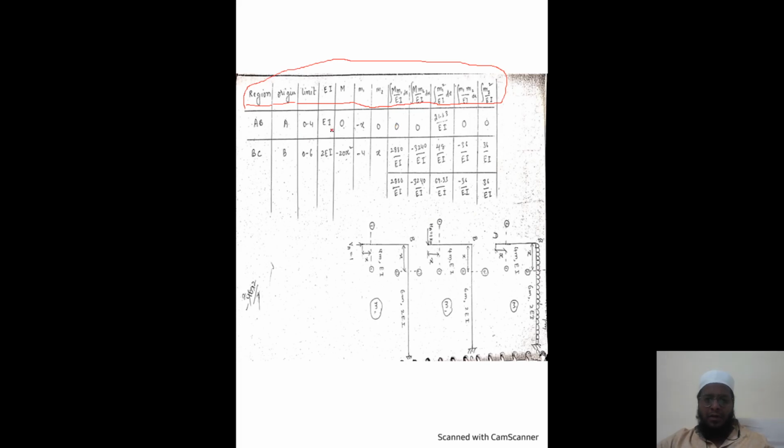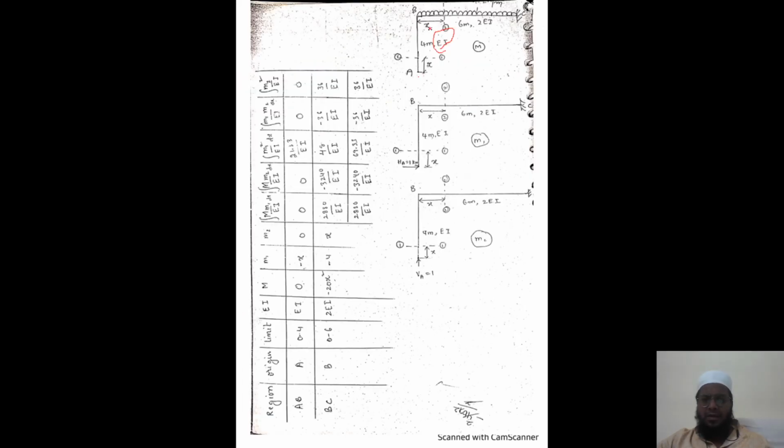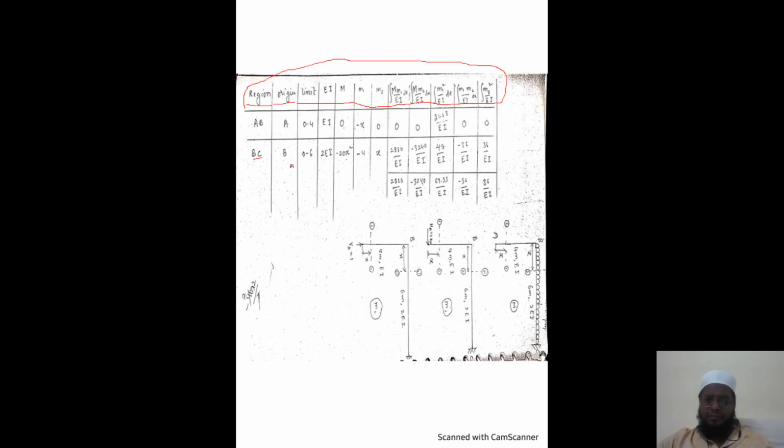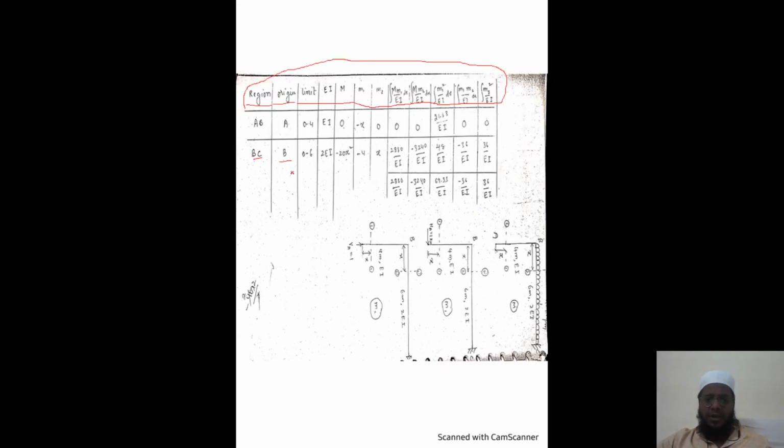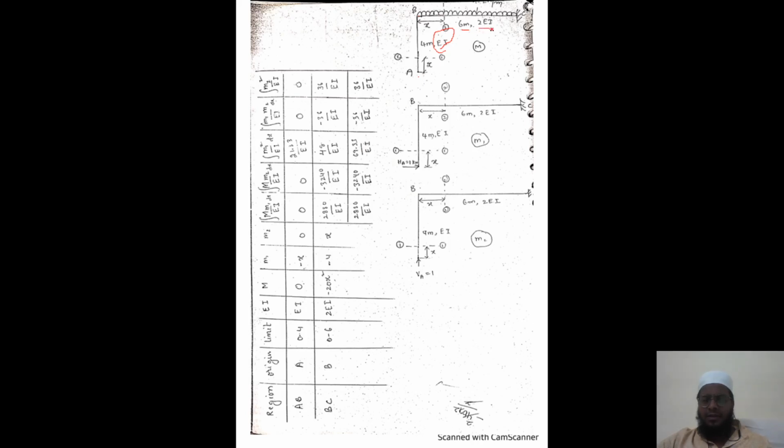Now after writing EI, we'll go to the next section, that is BC. For span BC you can see here I have taken B as origin. I have taken distance x from point B, so this point will be my origin for span BC. See here, this is my origin. And what is the limit of region BC? See here, what is the span? 6 meters. So I'll write here 0 to 6. Then the modulus of elasticity is 2EI.